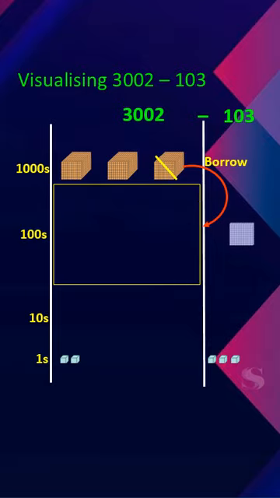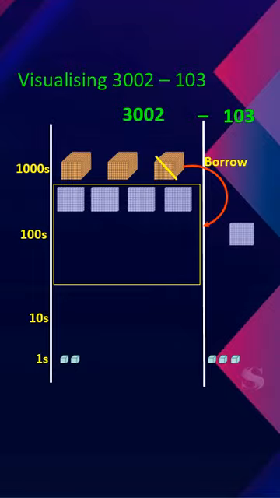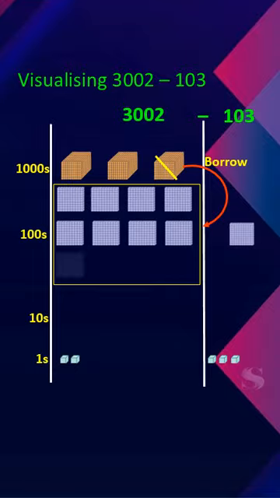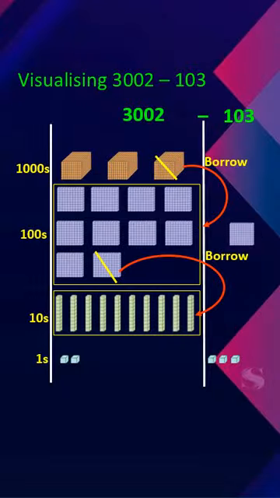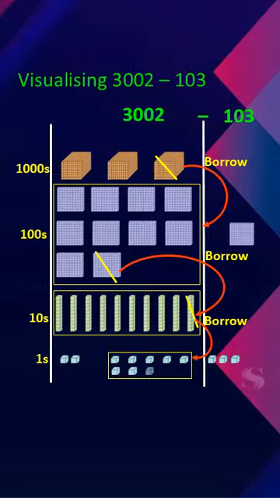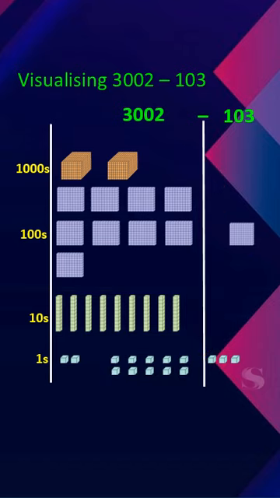Clearly, there is a journey to be made for borrow to reach the units packets. 1000 is borrowed to give 10 100s. And out of that, 100 is borrowed to give 10 tens. And out of that, 10 is borrowed to give 10 units. Subtracting units.